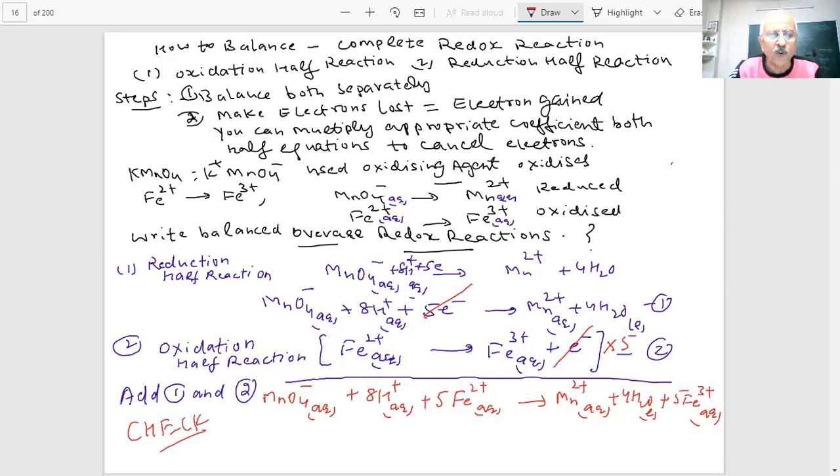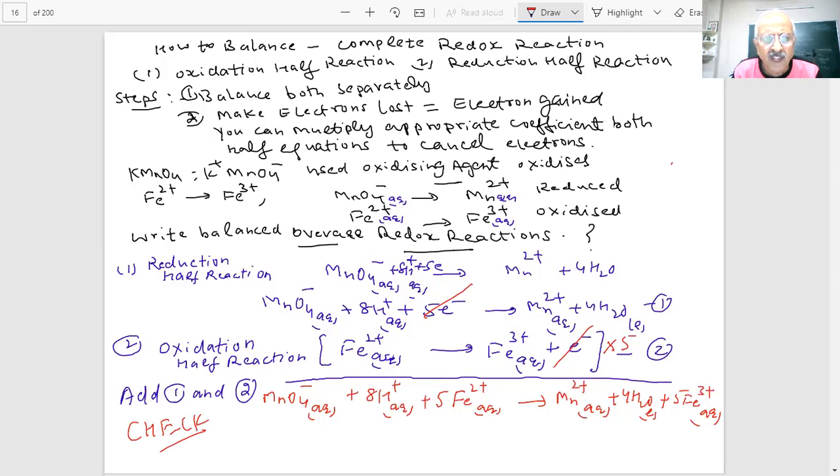Is the total equation balanced or not? Check it, students. How do you check it? Count the atoms on both sides same, charges on both sides same, then it is balanced. So that you know yourself your answer is right or wrong. How many manganese? 1. Oxygen? 4. How many hydrogen? 8. Here 4 into 2, 8 hydrogen. Ferrous 5.